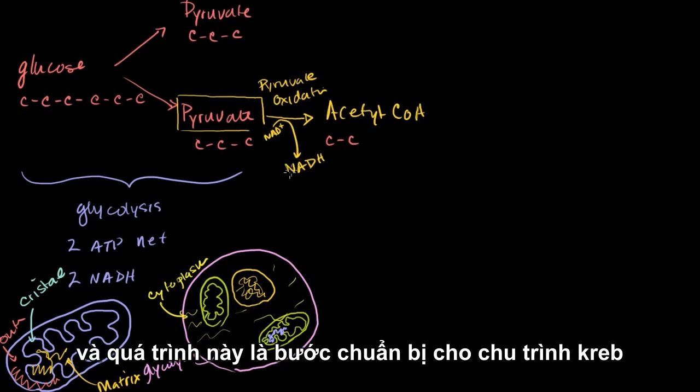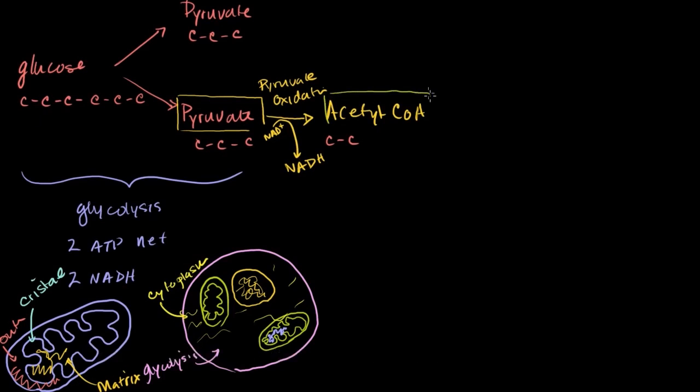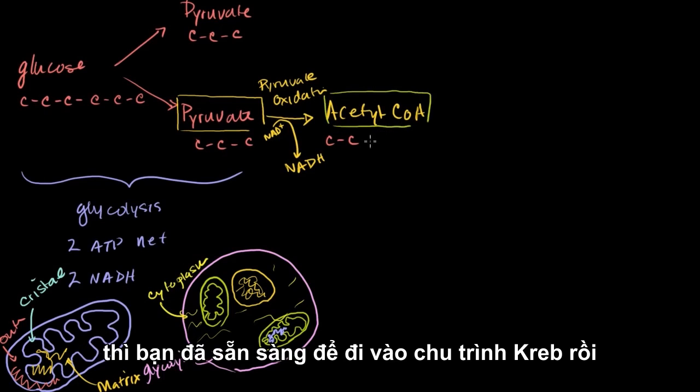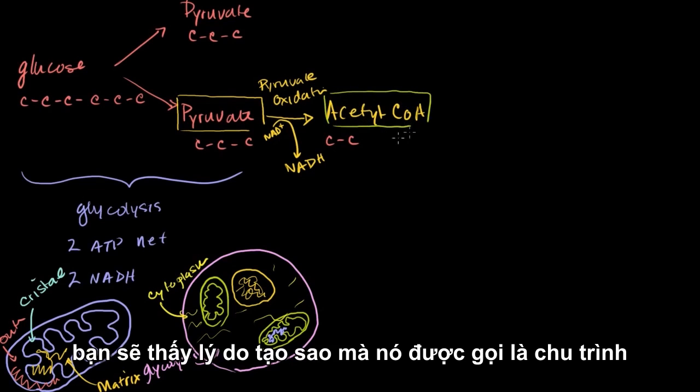And this process right here is often given credit, or the Krebs cycle, or the citric acid cycle, gets credit for this step, but it's really a preparation step for the Krebs cycle. Now, once you have this two carbon chain acetyl-CoA right here, you are ready to jump into the Krebs cycle, this long talked about Krebs cycle, and you'll see in a second why it's called a cycle.